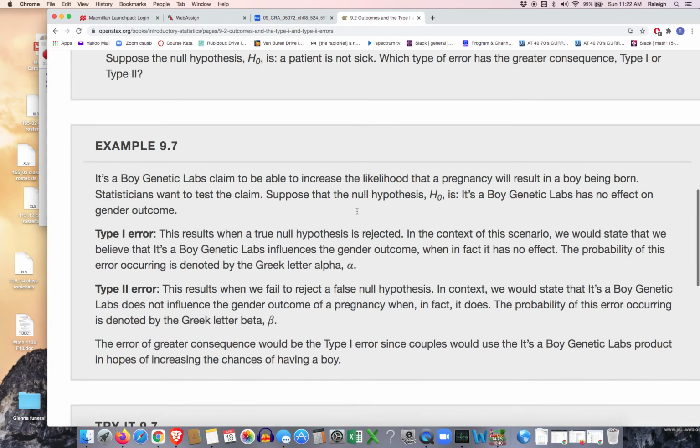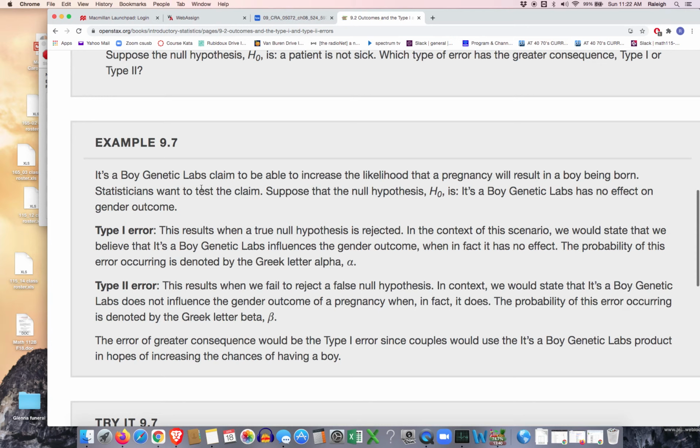In this example here, it's a boy. Genetic labs claim to be able to increase the likelihood a pregnancy will result in a boy being born. So we test the claim with data, which we're not showing you, by the way. We'll show you the data another time. Suppose the null hypothesis H0 is no effect on the gender outcome. So the lab really is just like flipping a coin. Nothing really is happening. Or if there's a small change, it's not significant enough to worry about or to take to the bank, so to speak.